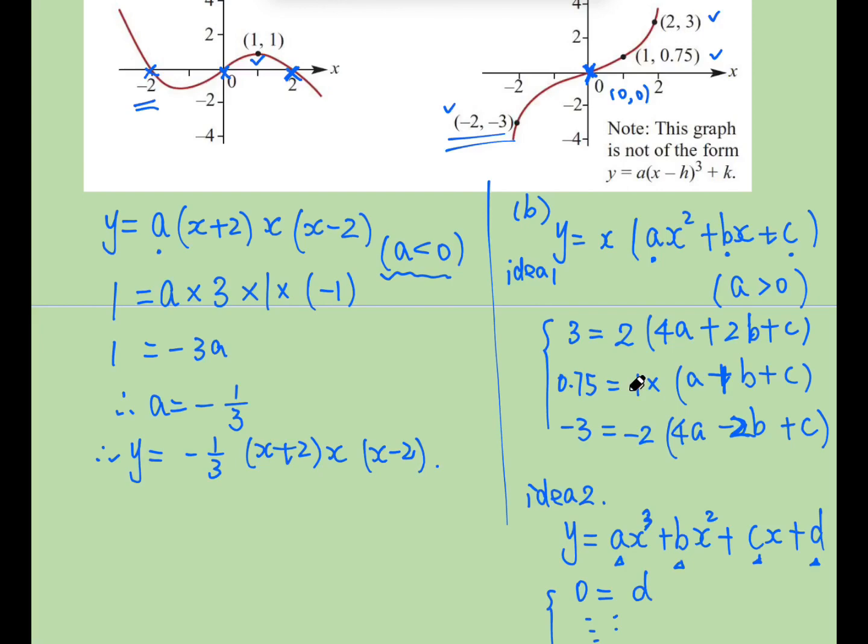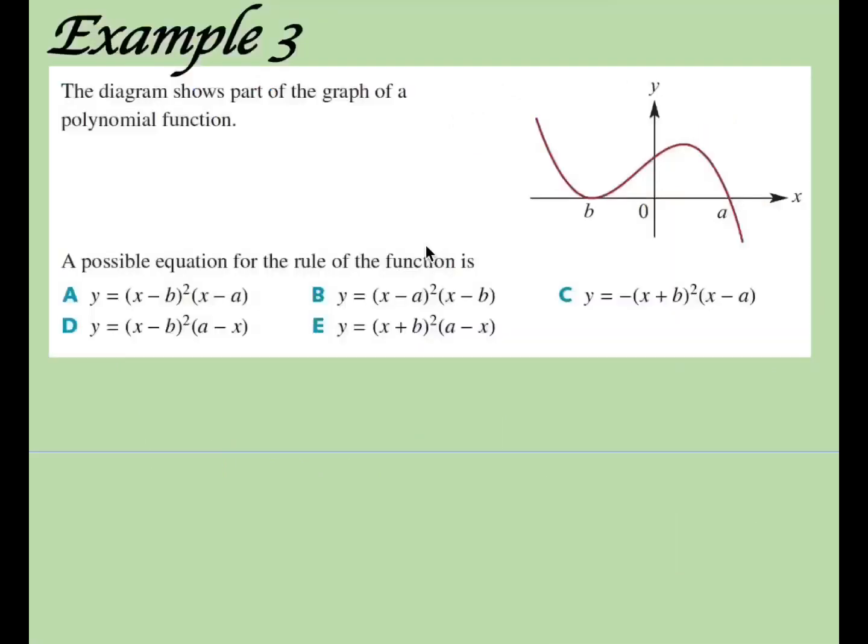That's all for example 2. Look at example 3, which is a multiple choice question. And then we are going to select the accurate answer from the options. First, look at the graph. It has the shape of climbing down double hills. Therefore, we can use the factorized form to express this function.